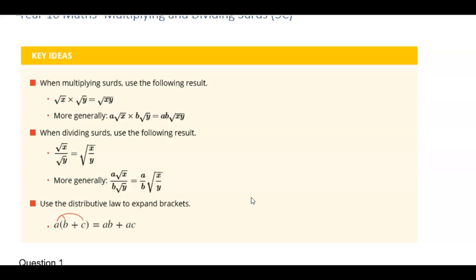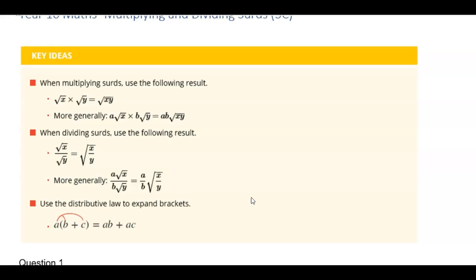All right, so the first key idea, when multiplying surds, use the following result. Basically, whatever is under that square root sign can be multiplied by whatever is under this square root sign. So we've got the square root of xy. If you have a number other than 1 in front of the square root, a is just representing a number and b is just representing a number, you multiply a and b, and the x and the y, so you get this result here.